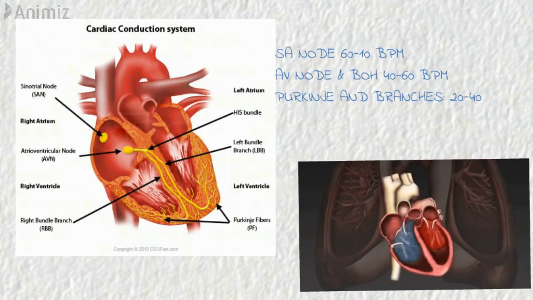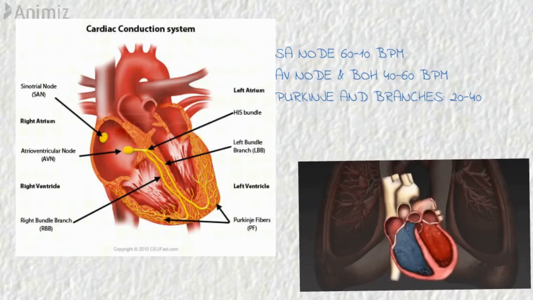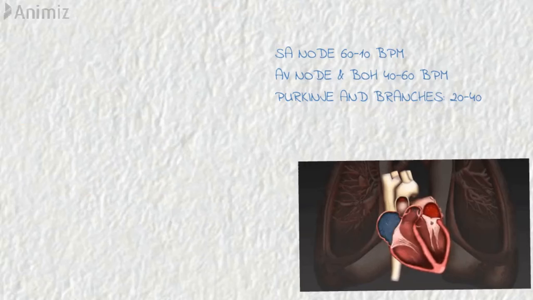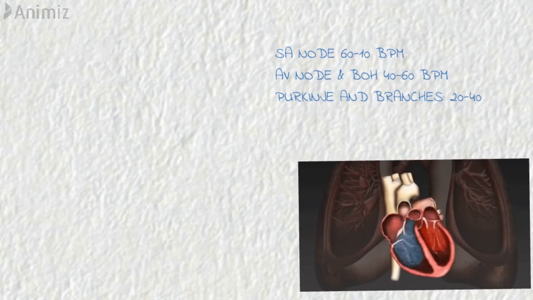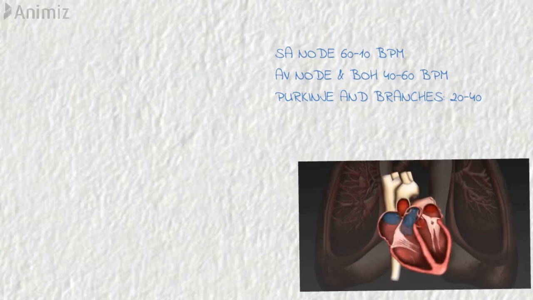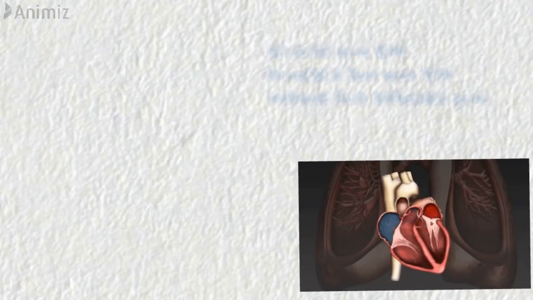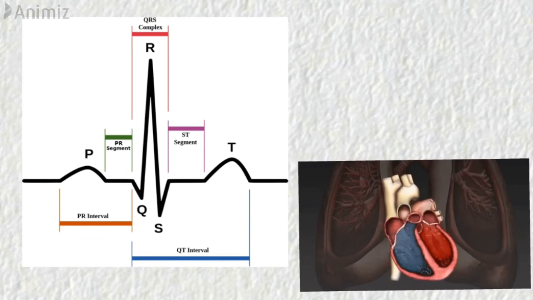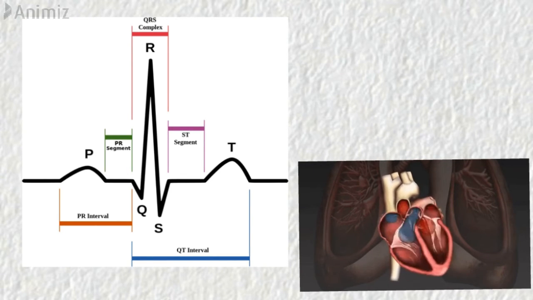The SA node has a capacity to produce 60 to 100 beats per minute. The AV node and the bundle of His have the capacity to produce 40 to 60 beats per minute, and the Purkinje fibers and the left and right bundle branches have a capacity to produce 20 to 40 beats per minute. Now let's have a look at the various parts of the EKG or the ECG.